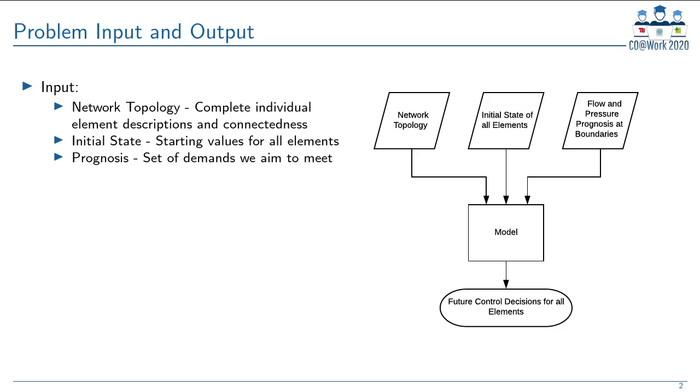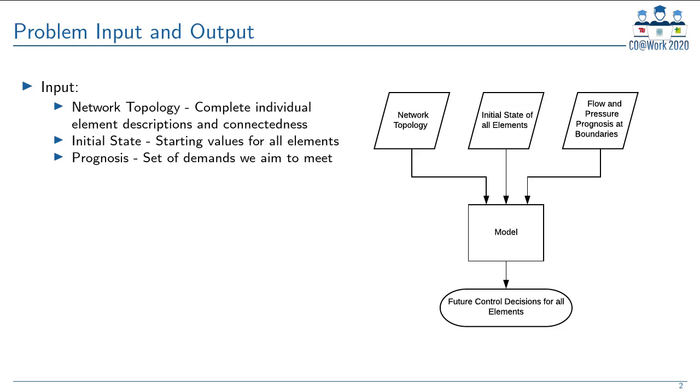I'll quickly run through the problem input and output for learning exact control decisions in the network station. The first piece of input to consider is the network topology, that is, complete individual element descriptions. For instance, take a pipe. We need to know the length of the pipe, the diameter, the roughness factor, the pressure limits, all of these types of values. We also need to know the connectedness, which is just the underlying graph structure. For instance, which pipe is connected to which pipe.